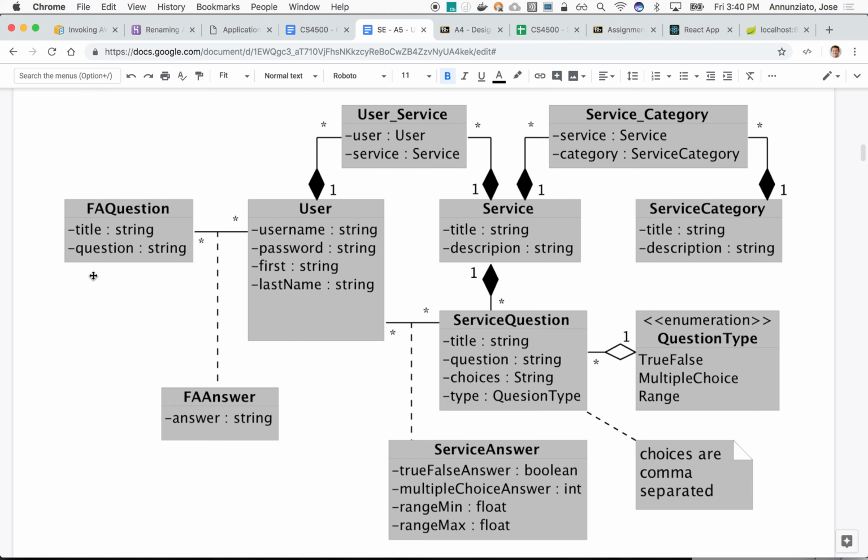If it was a true-false question, you'll have a true-false answer. If it was a multiple choice question, you'll have a multiple choice answer. If there's a range, then you have a min and a max answer. Okay.